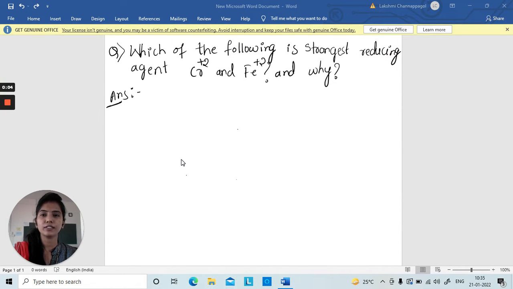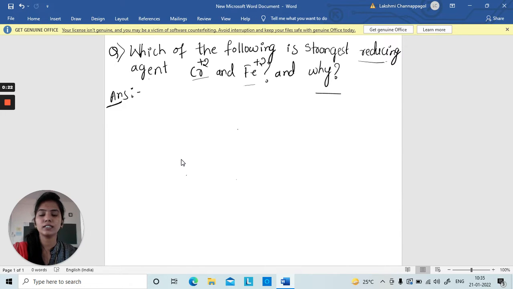Which of the following is the strongest reducing agent, Cr plus 2 or Fe plus 2, and why? They asked to find the strongest reducing agent among chromium plus 2 and Fe plus 2. So first tell me, what do you mean by reducing agent?